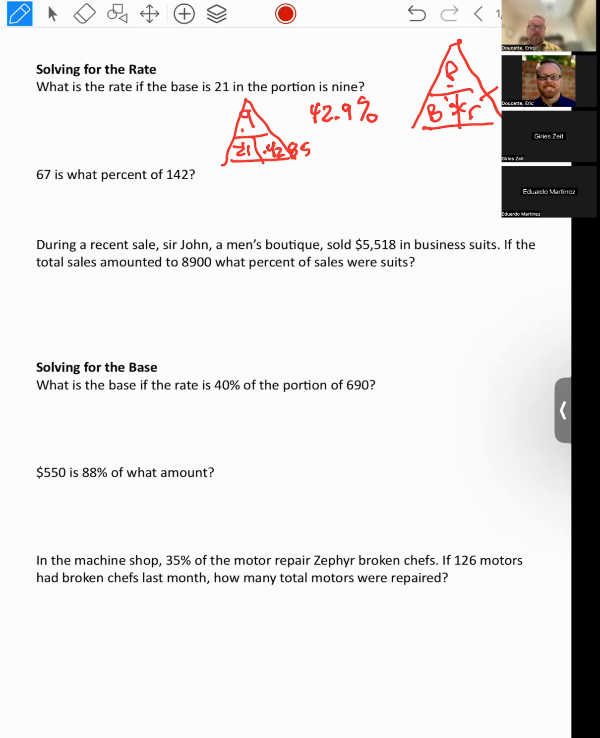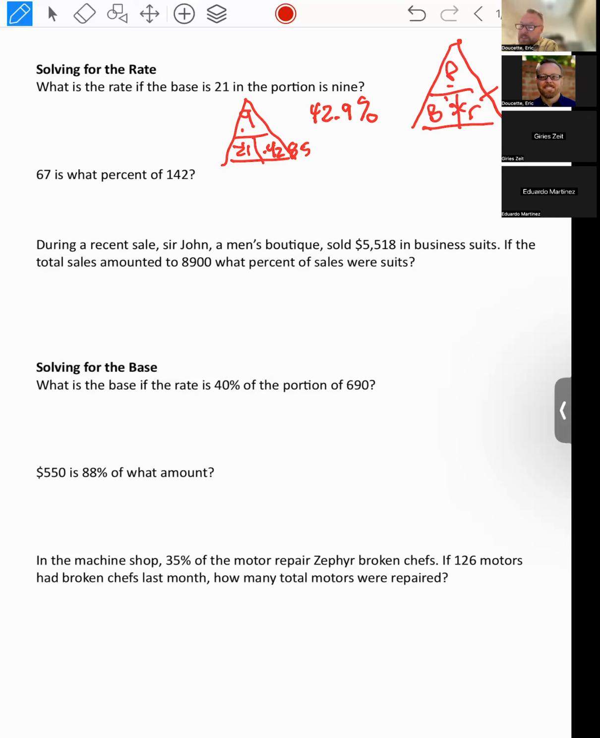And it makes sense, right? Because if it was 10 and the base was 20, it would be 50%, right? But because it's 9 and it's 21, it's going to be a little less than 50%. So 42.9% is the rate. In that case, if I said I had a $21 investment and I made $9 off that investment, what rate, what percentage did I earn? I earned 42.9% on my $21, if I looked at it that way.